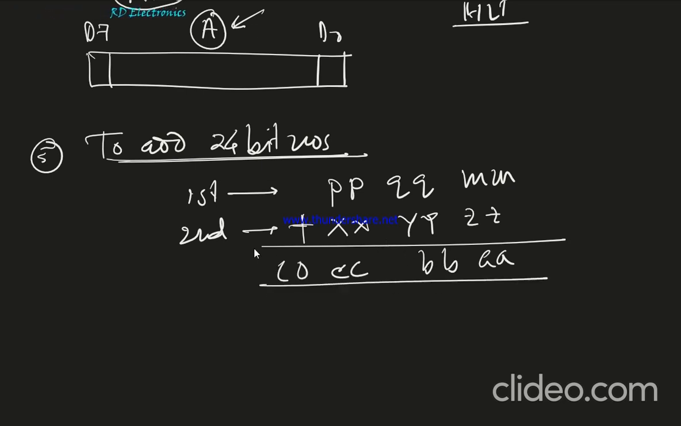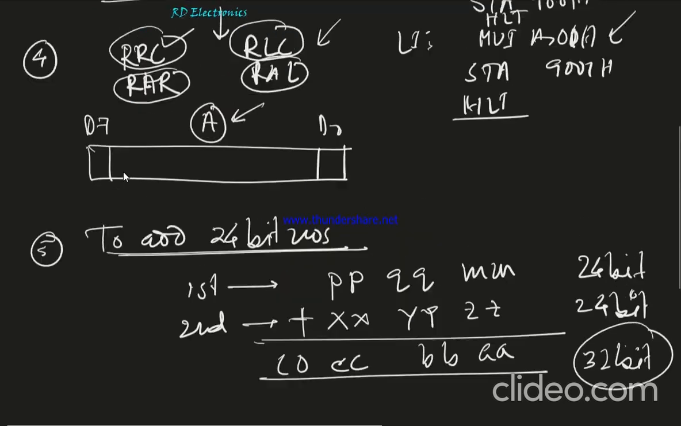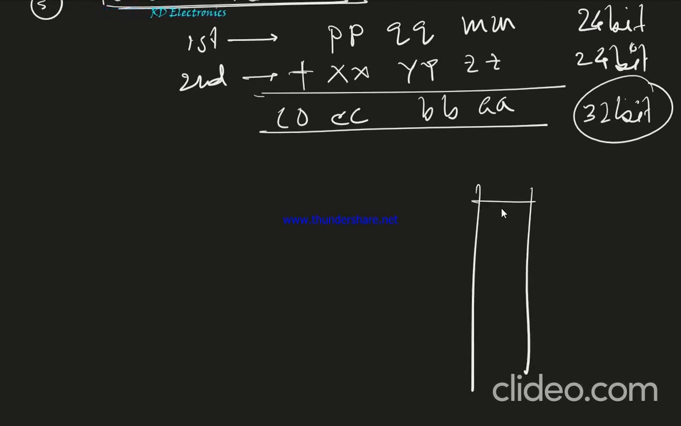That means after addition the result will be 32 bits if we include this carry bit. Okay, 32 bits. This is the first 24-bit number, this is the second 24-bit number, and the summation is either 32 bits if carry is generated, or 24 bits if there is no carry. How will we store this in memory? It is very important, otherwise the program is not successfully written or there is an error in the result.